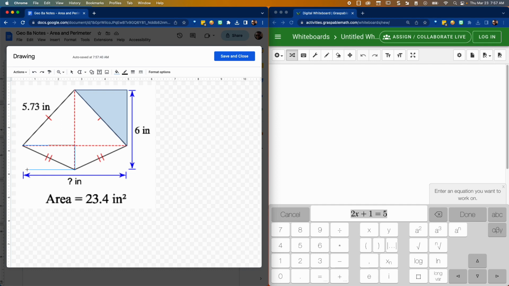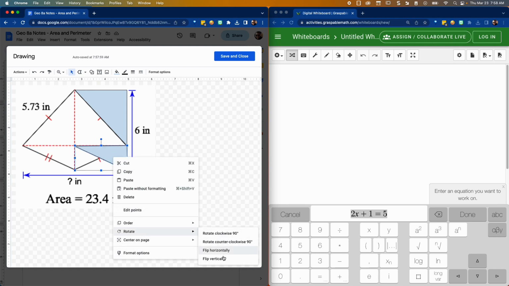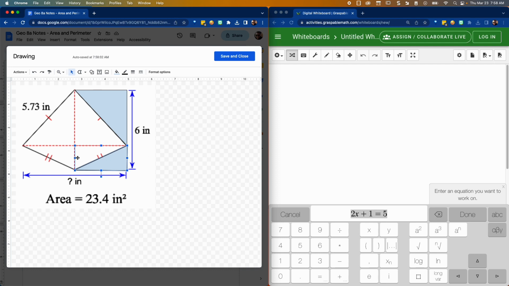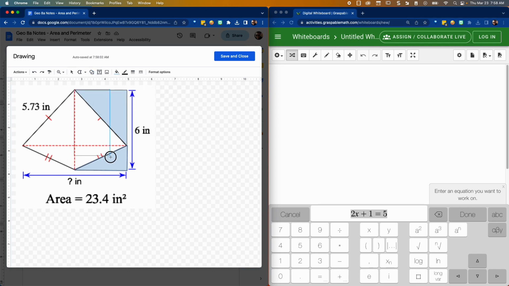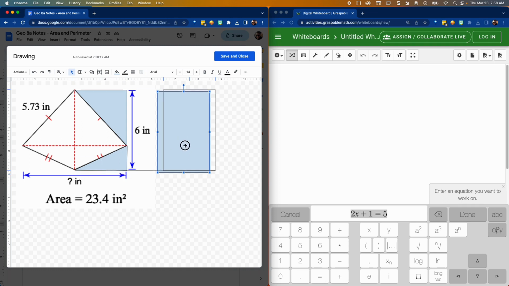So I'll take this triangle, trace that one out. Again, I'm going to move it over and flip it vertically. Rotate, flip vertically. You do not have to redraw it, but this helps a little bit in trying to make sense of it. So now, for example, if I were to look at this rectangle of the whole piece, I would notice that this rectangle is 6 inches in one dimension, but it's only half in the other dimension. And it says that the area of all those pieces is 23.4.